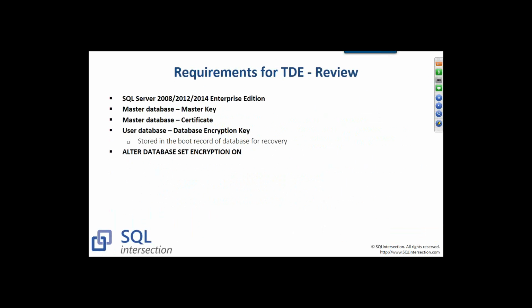The next requirement is basically the encryption hierarchy, as we've said. The master database has a master key. The master database has a certificate. The user database then gets a database encryption key specifying an algorithm, and it's stored in the boot record of the database. And then you use alter database, specify the database name, set encryption on. Once you do that, it starts encrypting the database.